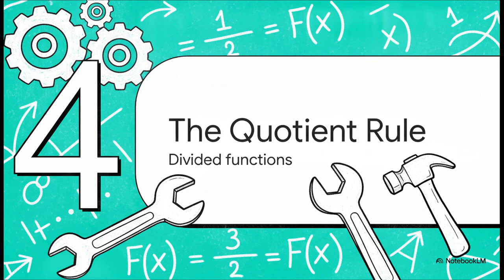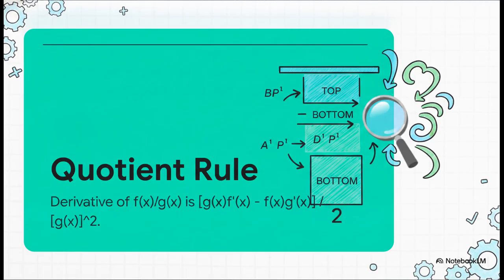Next up, section 4, conquering the quotient rule: differentiating divided functions. Now, the quotient rule might look a little intimidating at first glance, but it actually shares some DNA with the product rule. For a top function f of x divided by a bottom function g of x, the derivative is the bottom function times the derivative of the top minus the top function times the derivative of the bottom. Because division is involved, this rule uses subtraction in the numerator rather than addition. And finally, you take all of that and divide it by the square of the original bottom function.